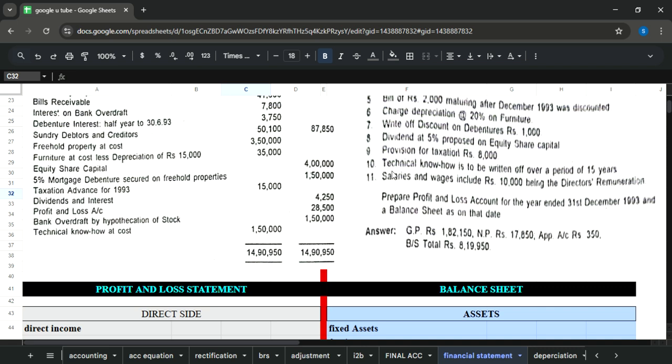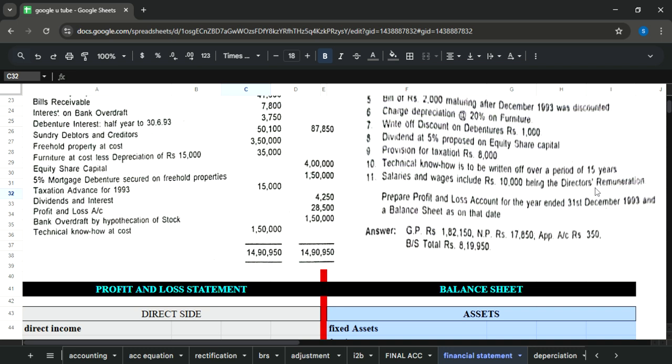Now we are going to see 11th adjustment. Salaries and wages include 10,000 being director remuneration. Look, you are paying salary to a peon or a clerk, or you are paying to CEO or director. That is by nature same sort of expense. So if they have included director remuneration in salaries, there is no harm. There is no technical difficulty to write director remuneration in salaries.